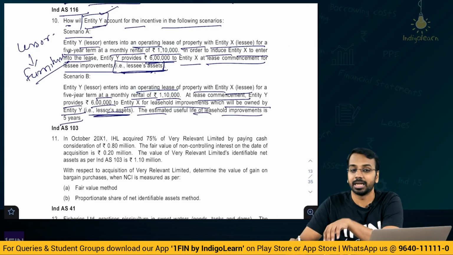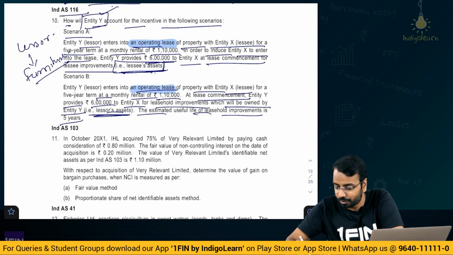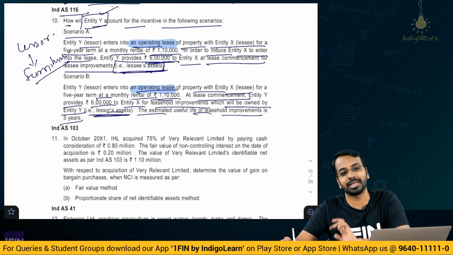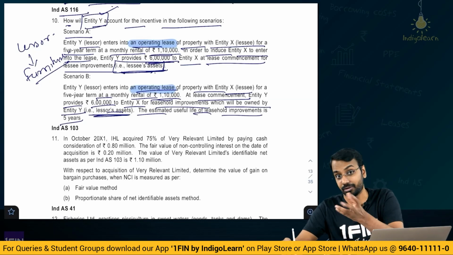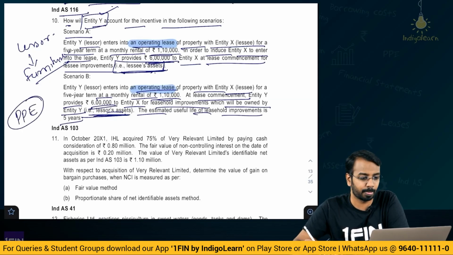Now here this is also an operating lease. Monthly rental 1,10,000, 1,10,000. Only difference is here you are spending 6 lakhs, not getting anything. Here you are spending 6 lakhs and you are getting an asset. So here definitely you can add it to PPE. What is to be done here?